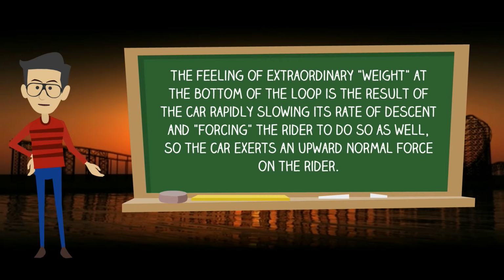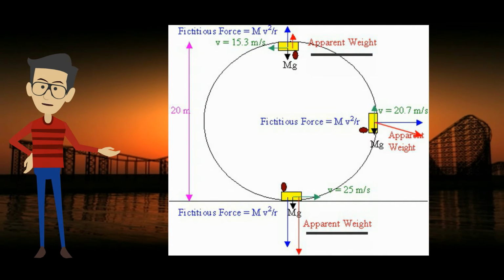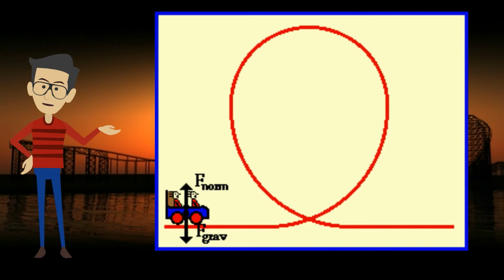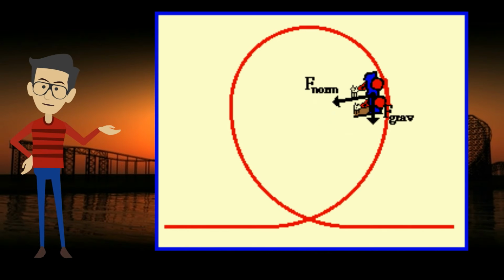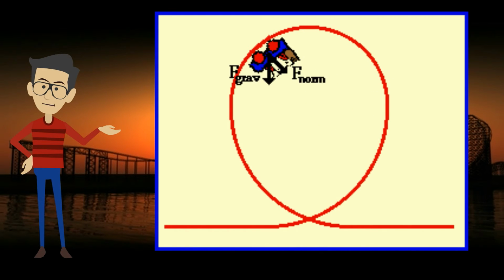The feeling of extraordinary weight at the bottom of the loop is the result of the car rapidly slowing its rate of descent and forcing the rider to do so as well. So the roller coaster car exerts an upward normal force on the rider. This set of free body diagrams shows how the force vectors result in this perceived weight at various points on the loop. Notice the significant difference in apparent weights at the bottom and top of the loop. This animated example shows how the rider experiences various forces exerted by the roller coaster car throughout the motion of the ride.